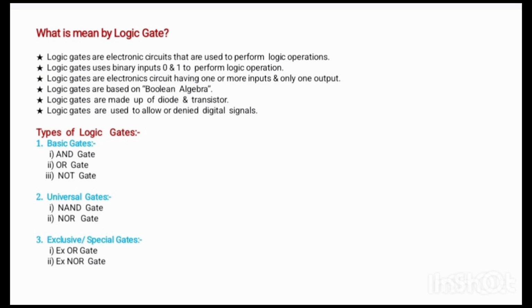Then the third category, exclusive or special gates. Exclusive or special gates are divided again into two types, XOR and XNOR. These two gates perform special operations.